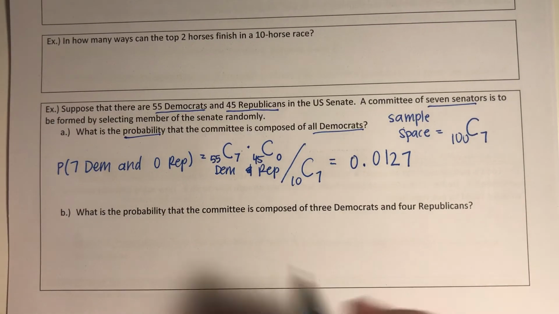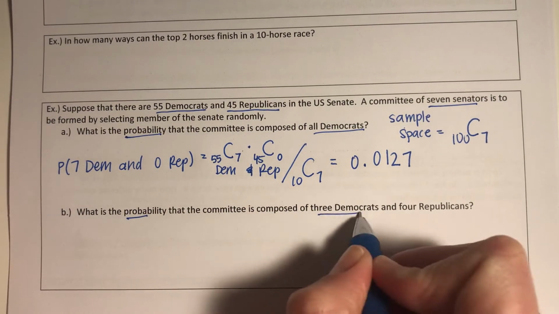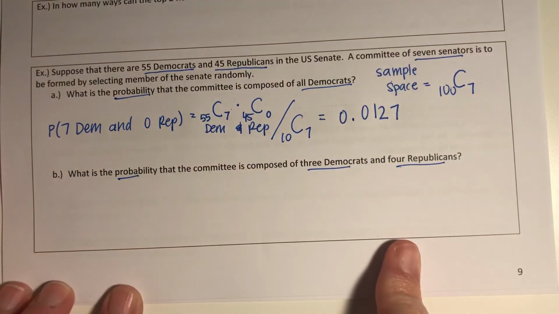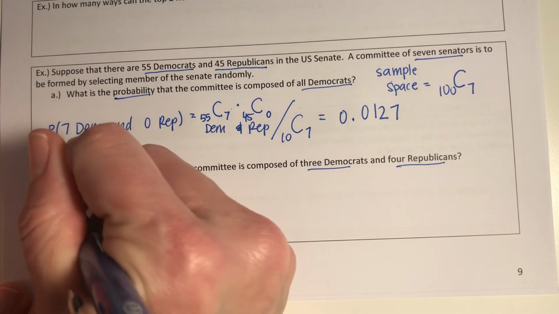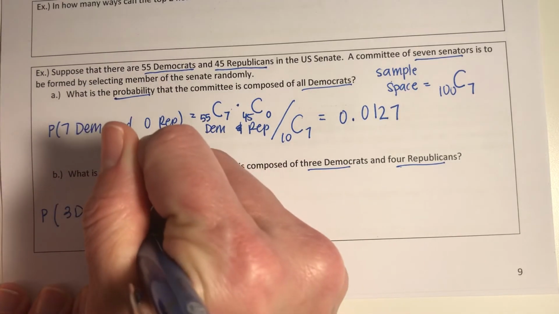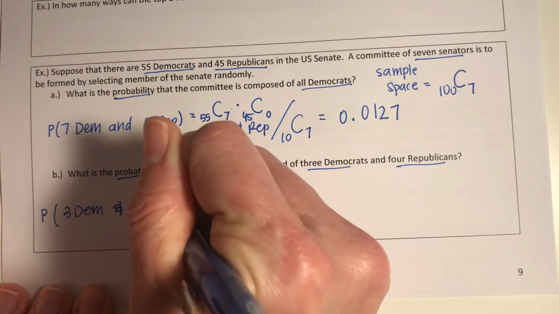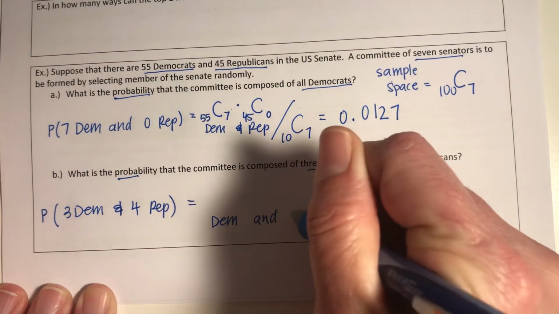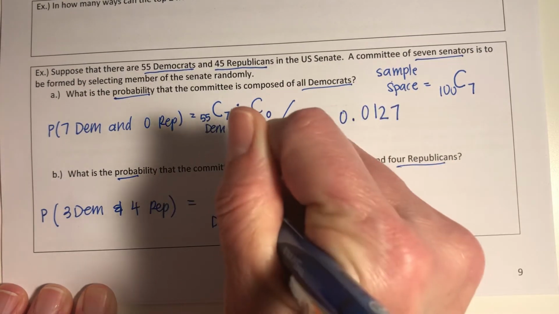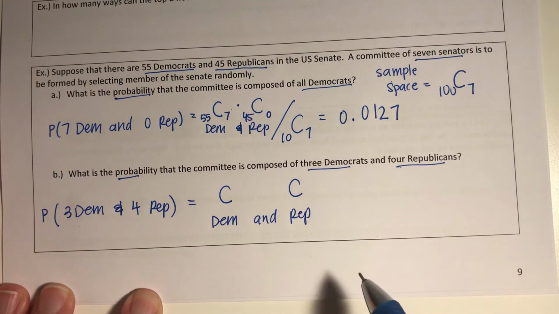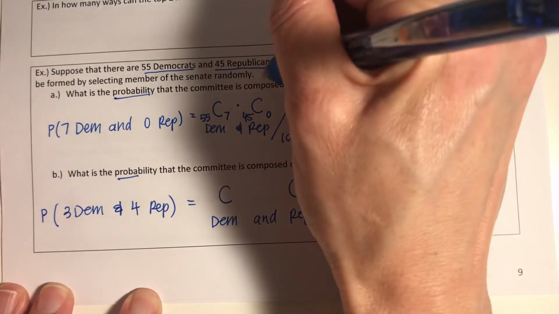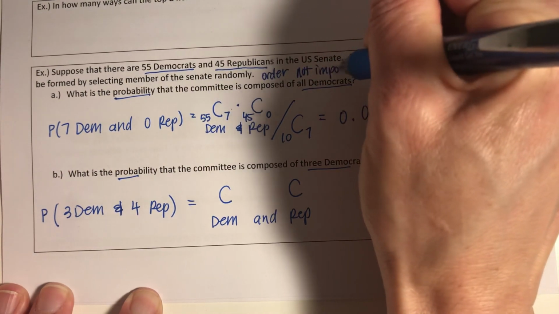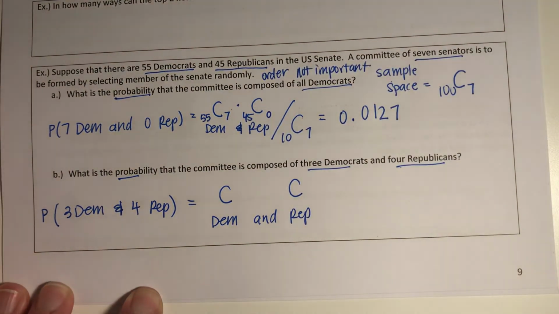The next one says, what is the probability the committee is going to be composed of 3 Democrats, 4 Republicans? So this time it's a little bit different than what we had before. Same sample space though. So probability, and we have 3 Democrats and 4 Republicans. So going ahead and setting it up exactly the same way. We have Democrats and Republicans. Going to put a C above both of those because, again, we decided that order does not matter. We should write that down. Order not important. And that's usually with committees.